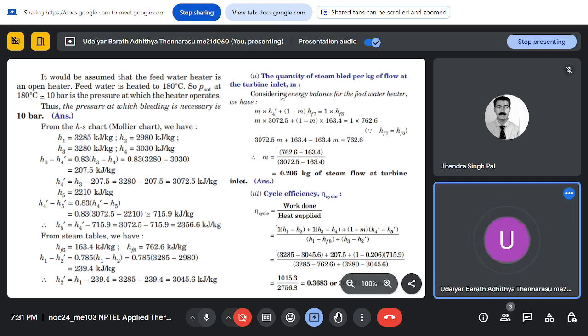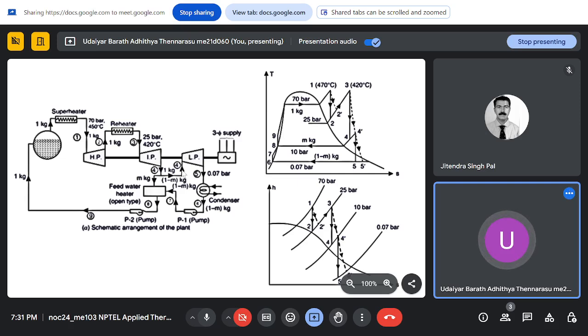So if we do an energy balance across the feed water heater, whatever mass is bled from the turbine is used to heat the fluid coming from the condenser. So if you put up an energy balance across the feed water heater, m kg of steam is coming in at 10 bar at state 4, and then it is going out at state 8, the saturated liquid at 10 bar, and then from the pump the inlet is 1 minus m kg, which is coming in at state 7.